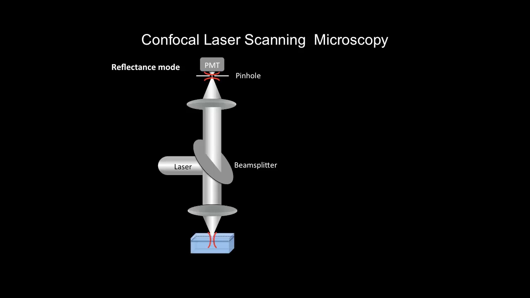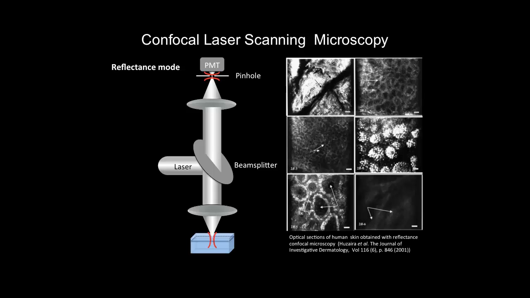The signal that is detected in this method is the scattered signal, the reflected signal from the sample that carries the information about changes in refractive indices among different components of the specimen. So this technique is largely used in skin imaging.